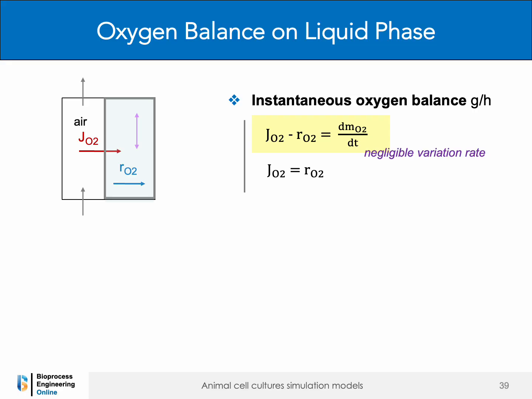Because oxygen has a very low solubility in the culture medium, only a small amount of dissolved oxygen is stored in the liquid. As a result, the variation rate term is negligible. The oxygen balance therefore simplifies to JO2 equals RO2.